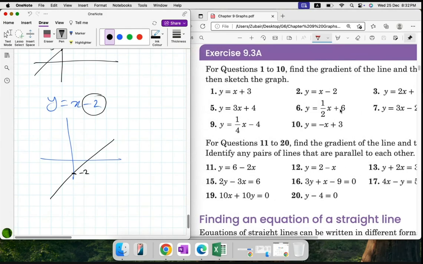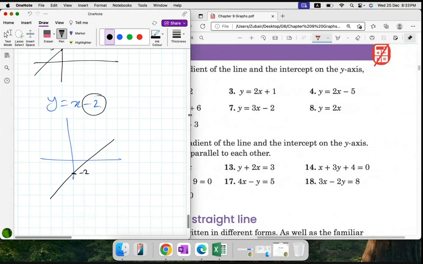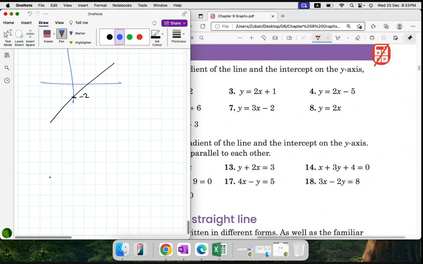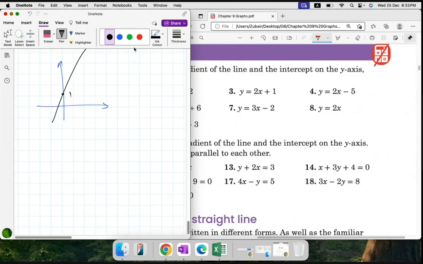Luckily, from 1 to 10, all the equations are written with y as the subject of the formula. We didn't need to rearrange them. So look at 3. This is y is equal to 2x plus 1. The gradient is positive 2 and the y-intercept is positive 1. So it intersects at 1 and the slope is positive. Similarly, y is equal to 2x minus 5. The gradient is again positive, that is 2, and the y-intercept is minus 5. So it should intersect at the negative y-axis where the slope is positive.